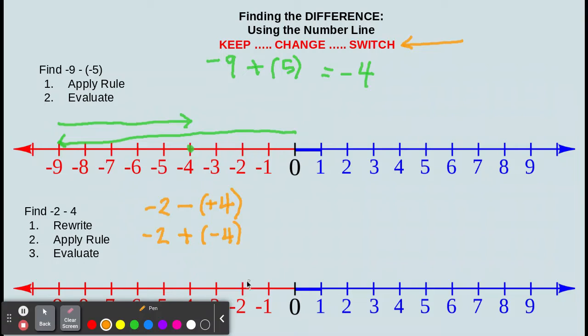And now we can use the number line. We start at 0. We go 2 in the negative direction. And now we're going to add another negative 4. 1, 2, 3, 4. And that is our answer, which you can't really see because of this, but it is what? Negative 6.